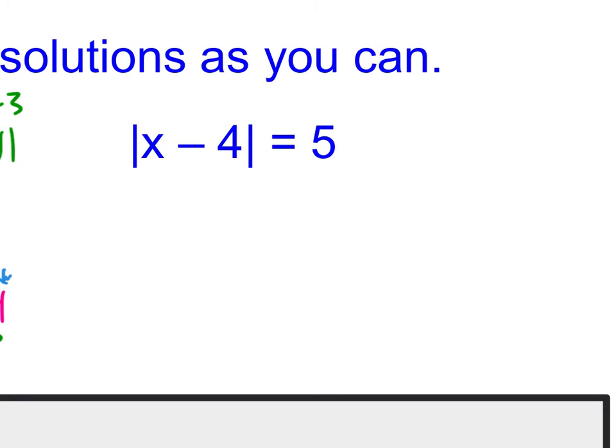Let's try this again on the next one. The absolute value of x minus 4 is equal to 5. So again, when I look inside, I'm seeing two options. The inside needs to be equal to a positive 5. And the inside also needs to be equal to a negative 5. Because both those things, when you take the absolute value, will create a distance that is positive and is 5.